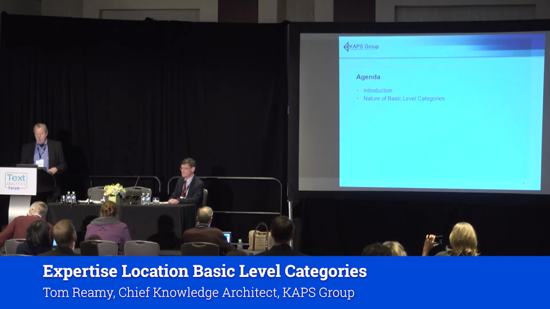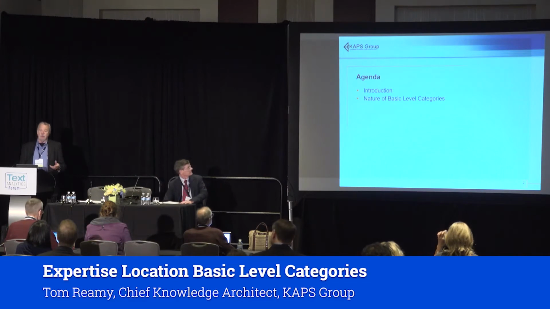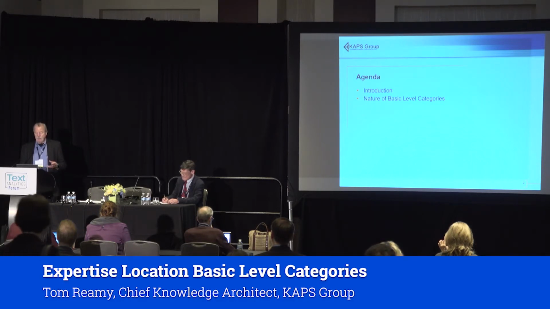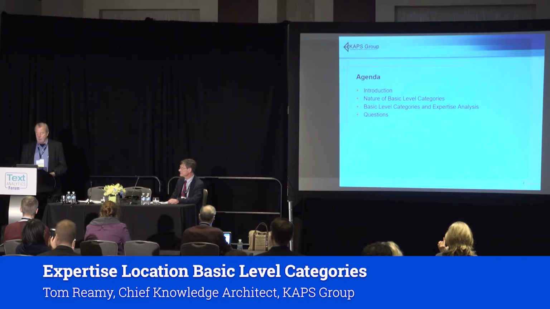So we've already done the introduction. What I'm going to talk about is what's called basic level categories, and it's based on some research that actually started about 30, 40 years ago, and there was one other speaker yesterday that mentioned it, so we're going to go into a little bit more detail. Basic level categories are a way to really characterize, among other things, expertise. And so we're going to talk about what basic level categories are, what the features are, and then talk about how you can use basic level categories in expertise location and other kinds of analysis.